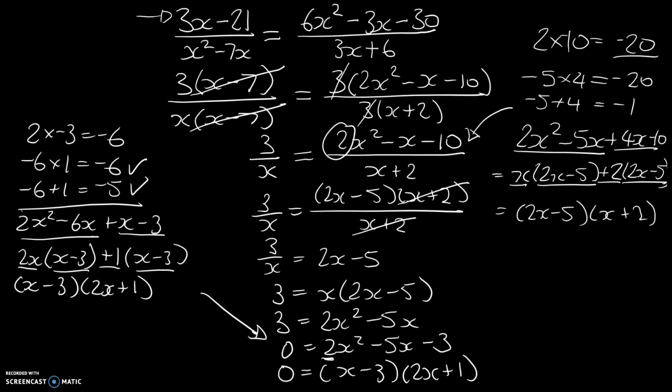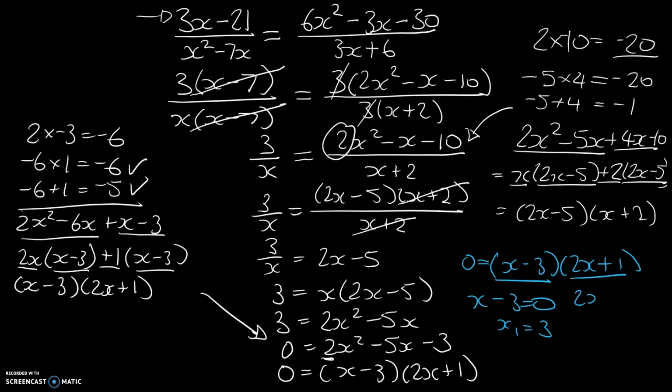In a new color, in blue, I'm going to solve this remaining quadratic. So we had 0 is equal to x minus 3, 2x plus 1. If this bracket is equal to 0, our whole equation will be 0. So that means x1 is going to be equal to 3. And the second one, if this bracket is equal to 0, the entire equation will be 0. We can then go 2x is equal to -1, so x2 is going to be equal to -1/2.